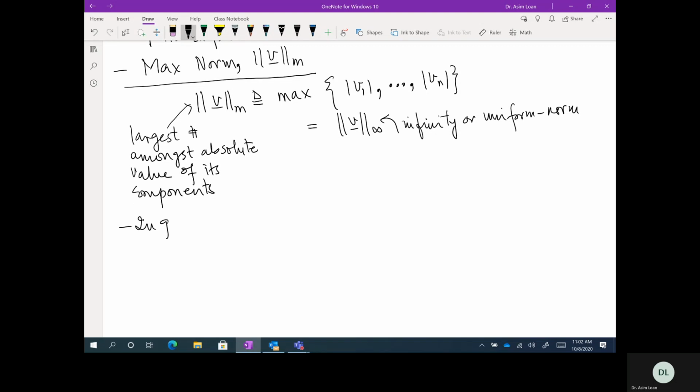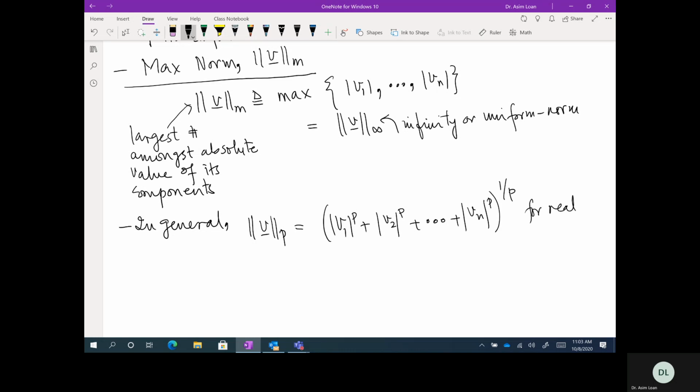So in general, the p norm of v is actually (|v1|^p + |v2|^p + ... + |vn|^p) whole raised to the power 1 over p, for real p greater than or equal to 1.